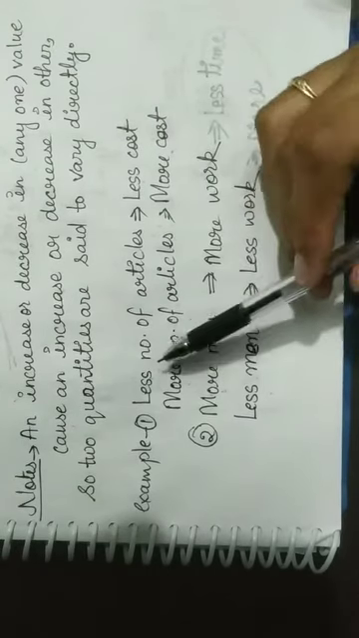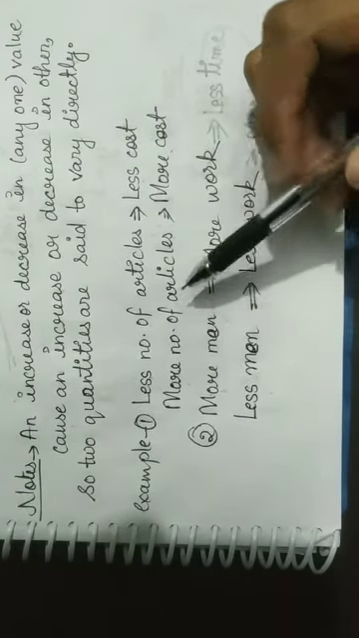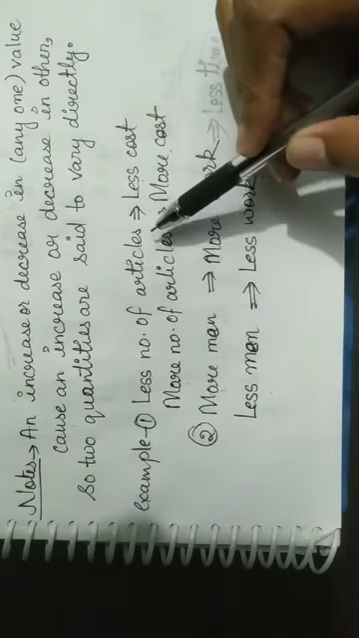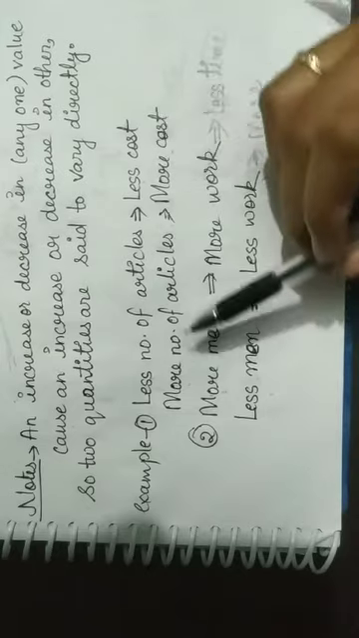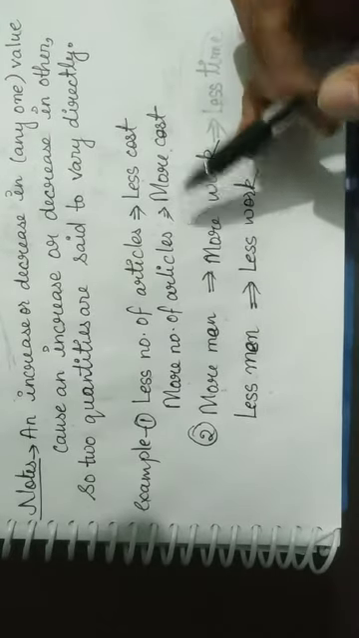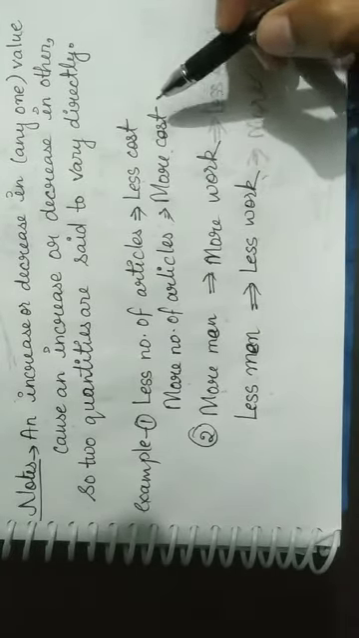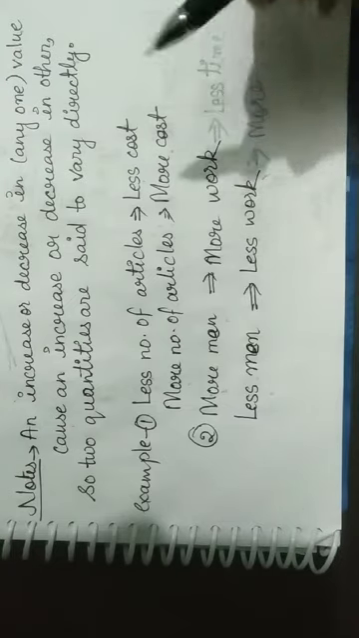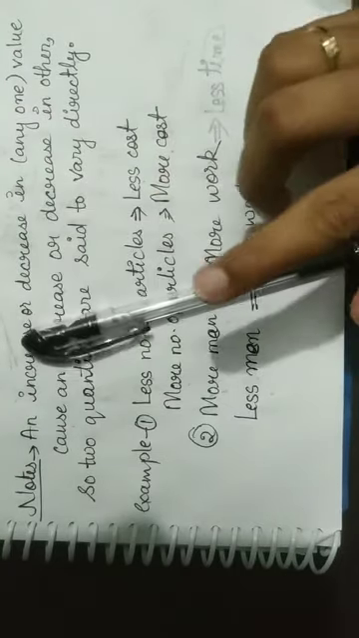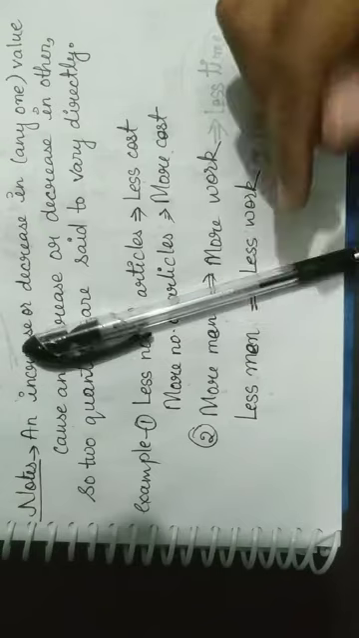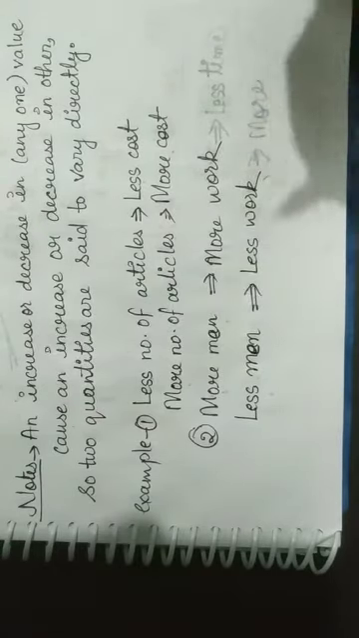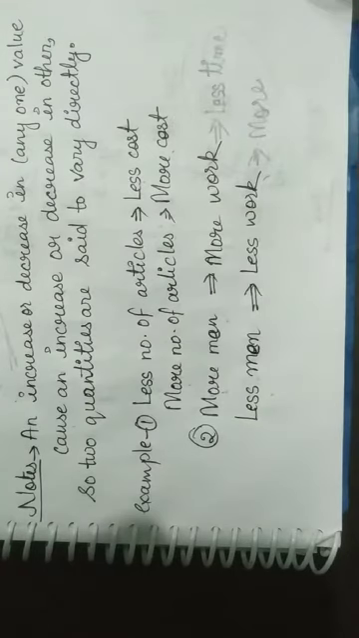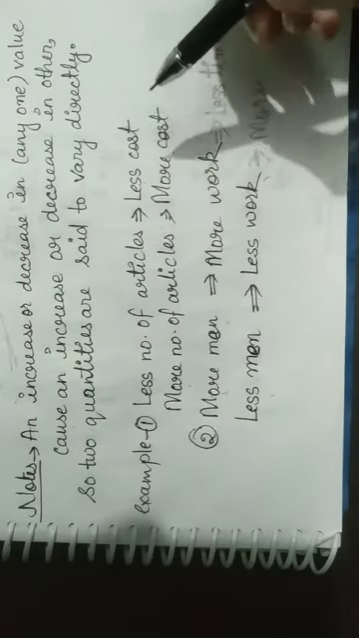As a second example, if fewer articles are there, then the cost will also be less. If more articles are there, then the cost will also be more. You can see the example of the pen also. If I purchase one pen, then I have to pay less cost. If I take 20 pens, then I have to pay more cost. So according to the number of articles, we have to pay the amount.